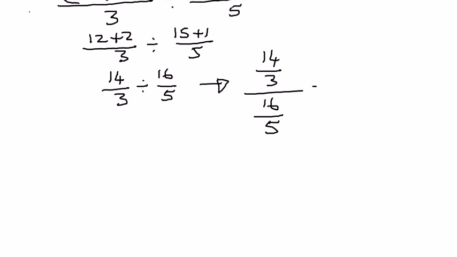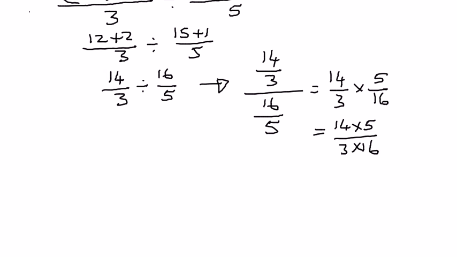So we can write this one as 14 divided by 3. The numerator fraction comes down as is. We convert the division into multiplication, and then we write the reciprocal of the denominator fraction. We have 16 over 5. The reciprocal of 16 over 5 is 5 over 16, just like that, 5 over 16. And therefore, we can multiply the numerator parts. 14 times 5 divided by 3 times 16.